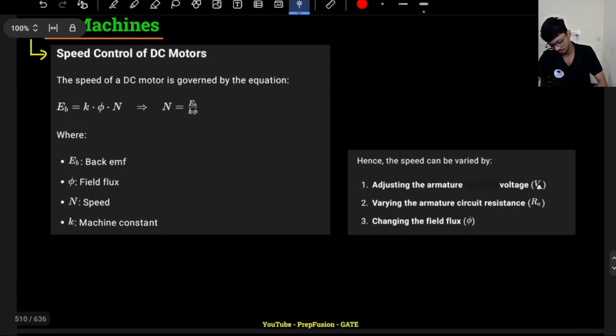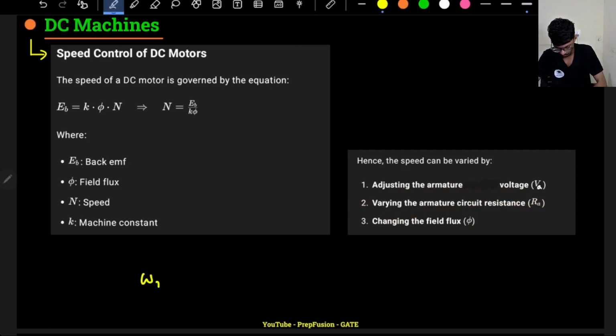So yeah, we will adjust the armature voltage by varying the armature resistance or by changing the field flux, which in turn we can vary by the shunt resistance, right? So we are discussing shunt motors today. One more basic formula you already know: my speed in radian per second, omega m, will be 2 pi N by 60.